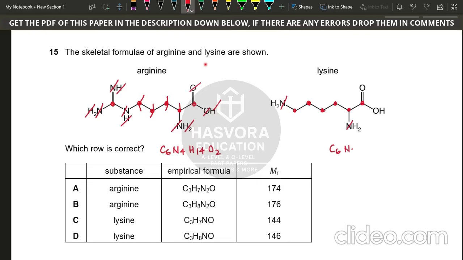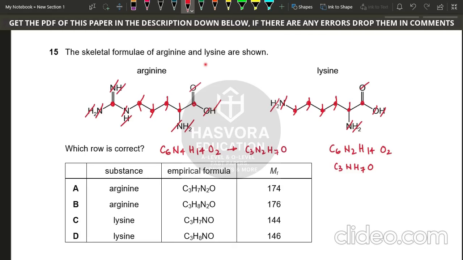So 2 nitrogen atoms, and then the hydrogen ones: 1, 2, 3, 4, 5, 6, 7, 8, 9, 10, 11, 12, 13, 14. H14, and the oxygen is 1 and 2. So O2. So now you can just see that if I just calculate the empirical formula for this, it will be C3NH7O, and for this one it will be C3N2H7O. Okay, now which one matches?